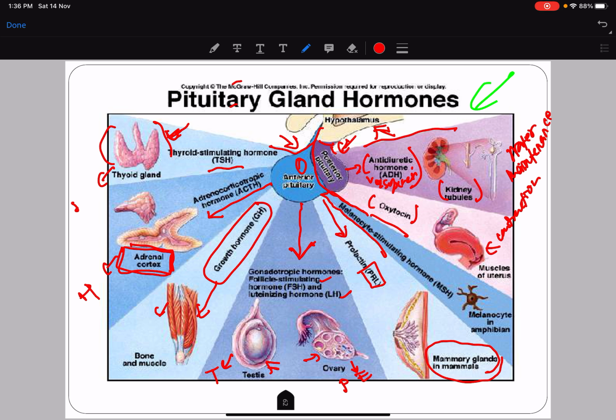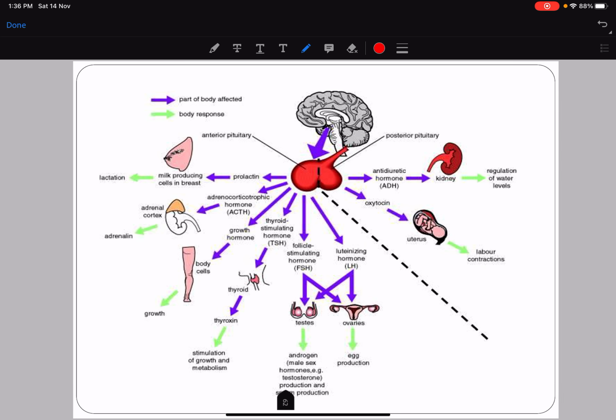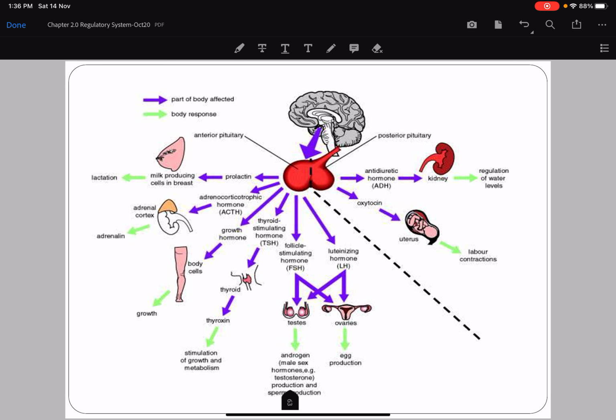So these are the major hormones from the pituitary gland, and these hormones are important to cause effects and to maintain homeostatic balance in our body.